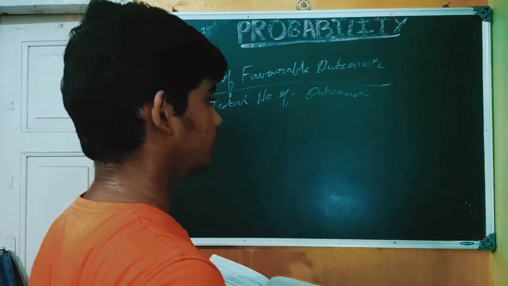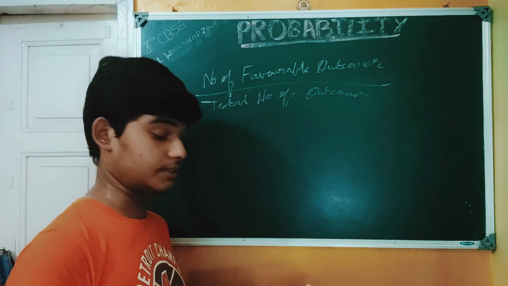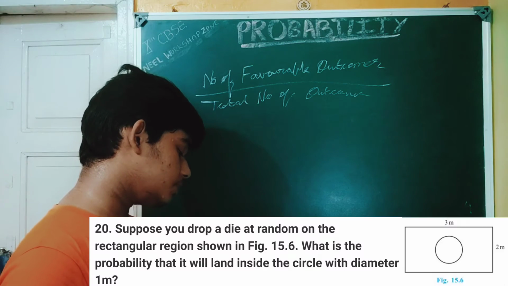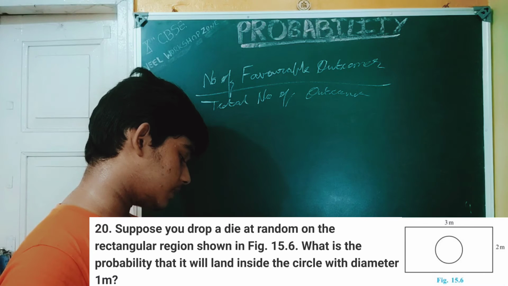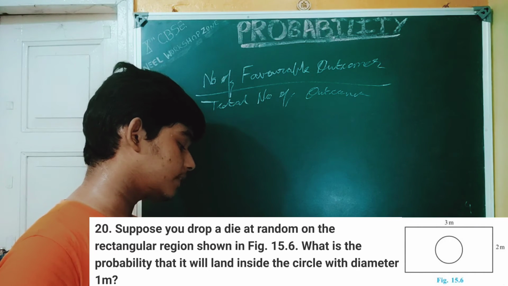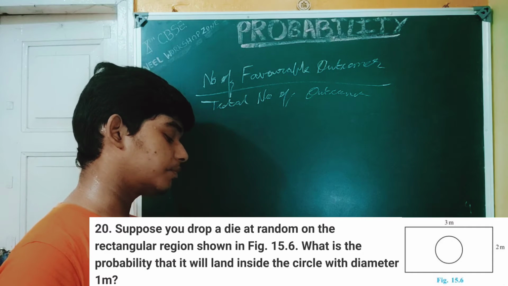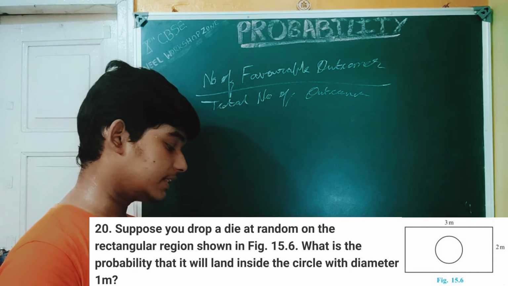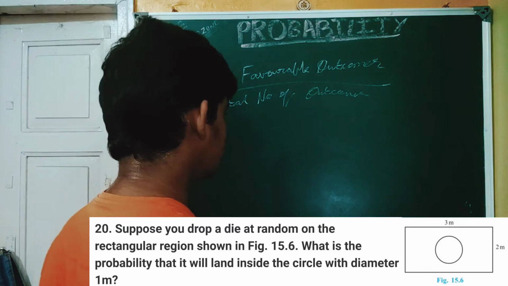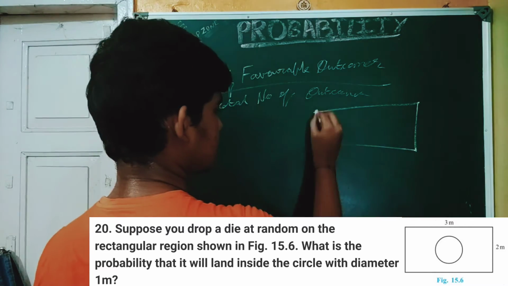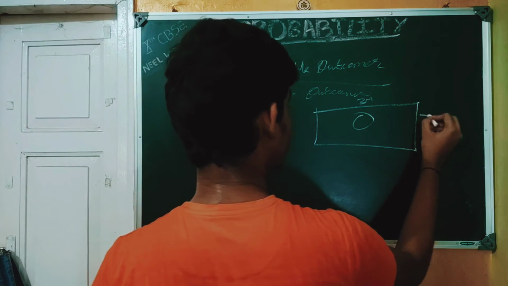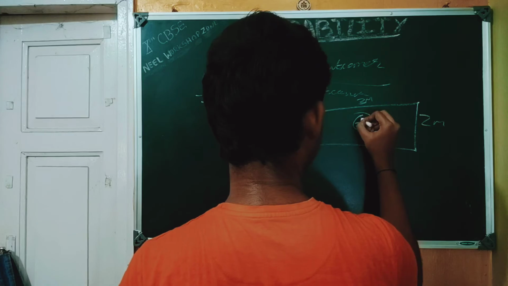Now let's actually do a pretty different and important sum, which is from probability. Suppose you drop a die at random on the rectangular region shown in 15.6. What is the probability that it will land inside the circle with diameter of 1 meter? So for this, obviously we need a diagram. Let's see, 3 meters and 2 meters, and this is 1 meter.